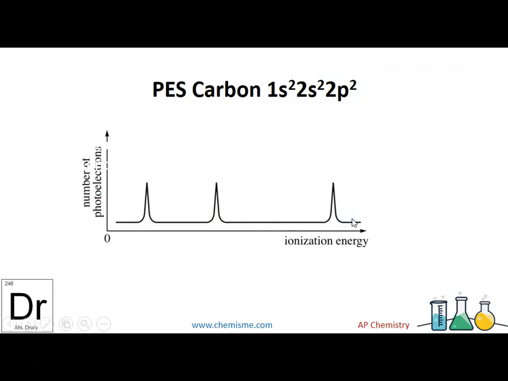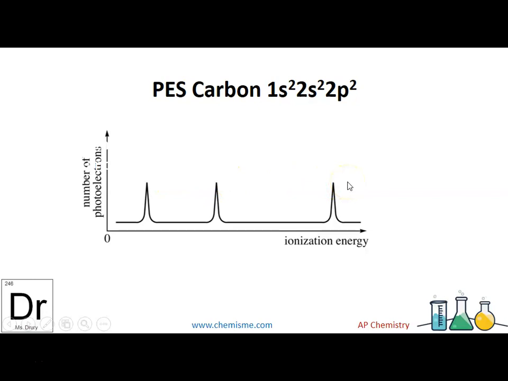Even better, carbon. Carbon has electrons in the 1s, the 2s, and the 2p orbitals. And so it doesn't matter which electron we're taking it from. If you take it from 2p, it takes less energy. So this is your 2p. If you take it from 2s, it takes more energy, but there are two electrons there that you could take. And if you take it from 1s, it takes the most energy, and again, there's two electrons. So again, these peaks are the same.